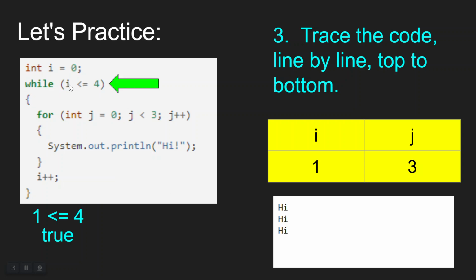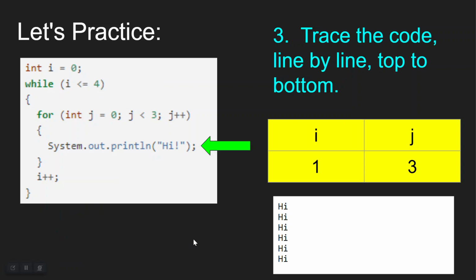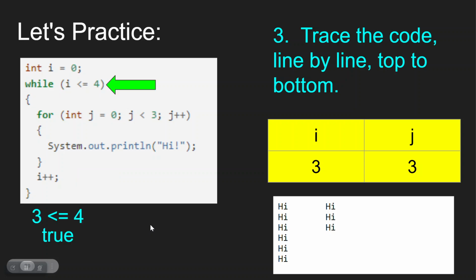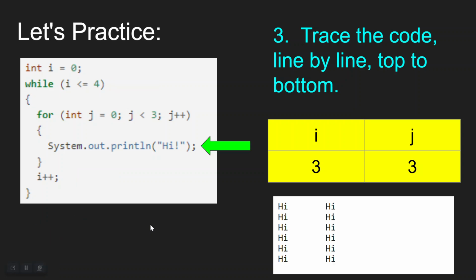All right, so 1 is definitely less than or equal to 4. That is true. So we go back into our for loop. Now, we already know this for loop prints "high" 3 times. So we just know, okay, there's another 3 times. Increment our I again. I is now 2. 2 is still less than or equal to 4. So now we're going to do another 3 highs because we know the for loop prints 3 times. Increment our I again. 3 is still less than or equal to 4. So we're going to print "high" another 3 times.